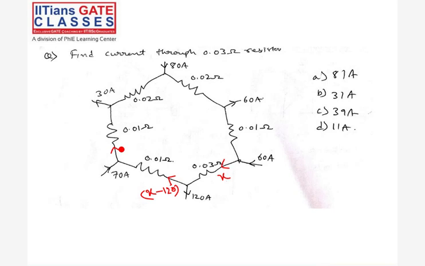Okay, so X minus 50 is coming from here, 30 is going here. So what will be the current here? X minus 80. So X minus 80 is coming from here, 80 is coming from here. What will be the current here? X. Again, X is coming from here, 60 is going. This will be X minus 60. Right? So again, here X minus 60 plus 60 is X. Okay? Is that clear?